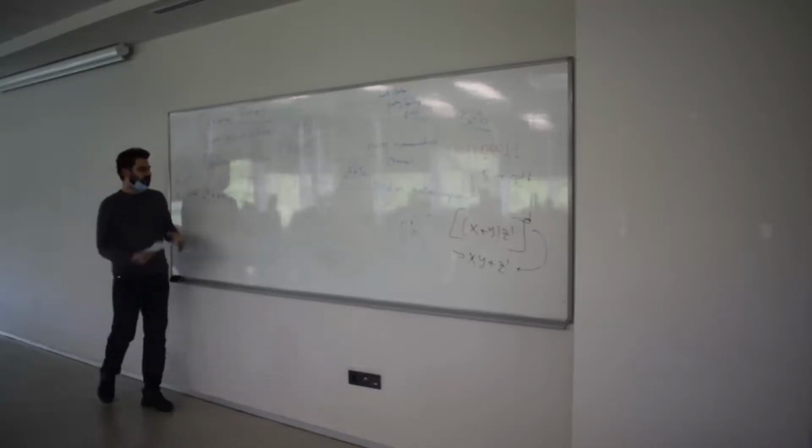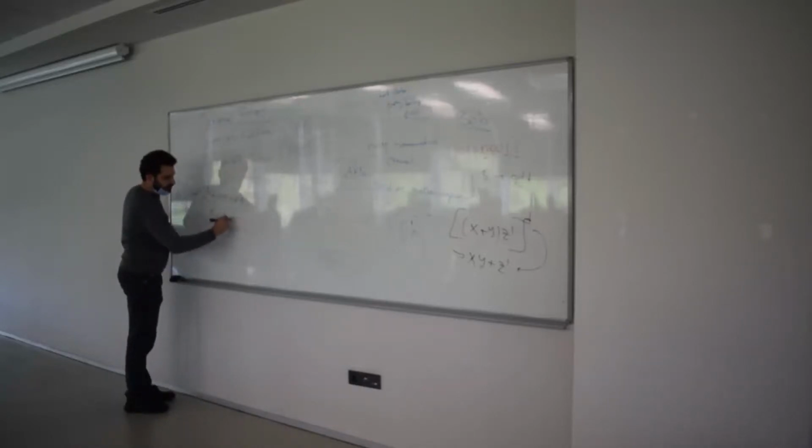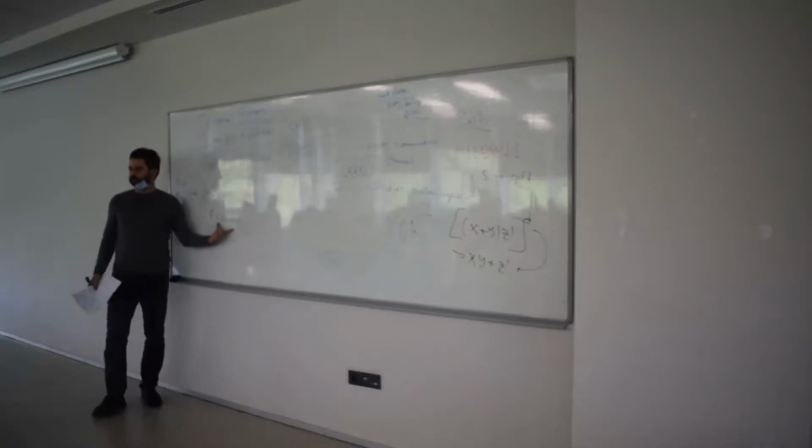For example, if F was A plus AB prime, this wouldn't be in the SOP form because this has no B in it, or B prime. This is not in SOP form. This is the SOP form.